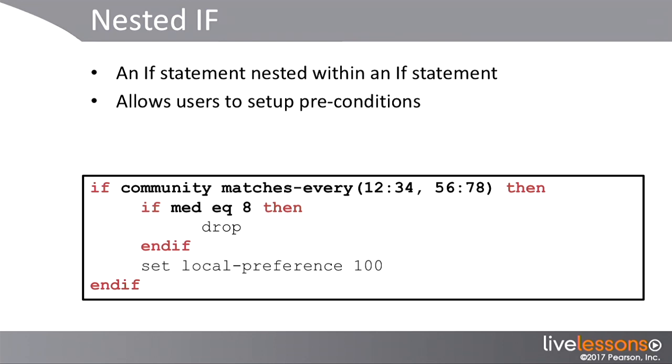Remember, if a prefix matches this criteria and you have specified the drop statement, the processing of the RPL stops. So the set local preference statement will not get executed. If any prefix matches the community values and does not fall under the criteria of the nested if statement, then it will set the local preference to value 100.